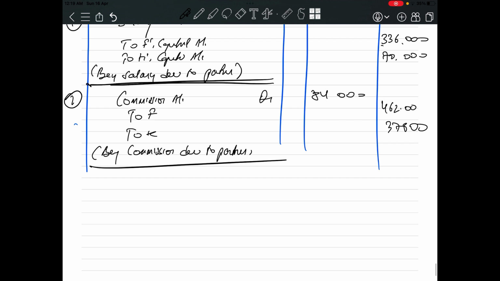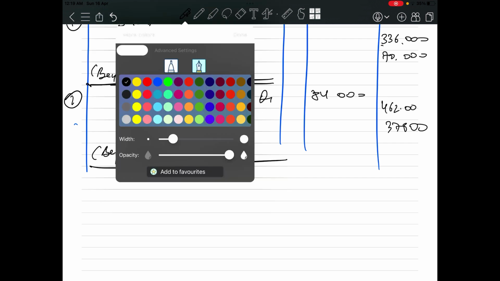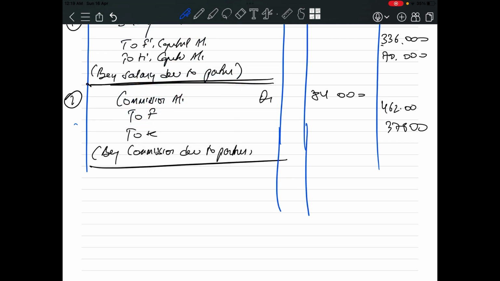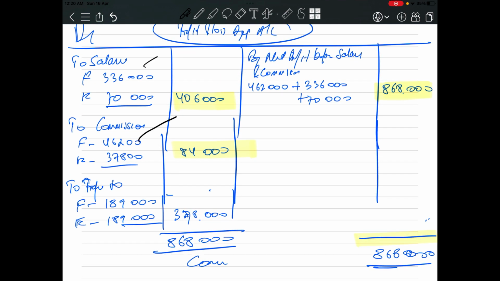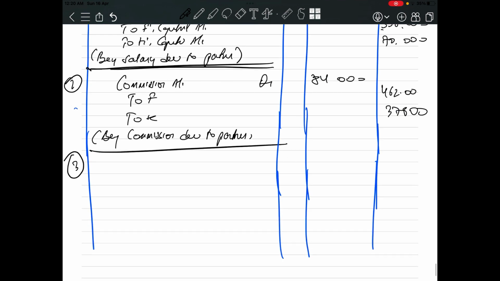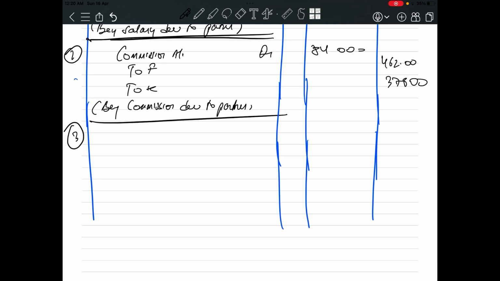See, now it has been transferred to partners' capital account. So partners can withdraw the money in cash whenever they want. So what is the third entry which we will pass? The third entry is for profits. First salary, then commission, then the third is for profit. So what will be the entry?